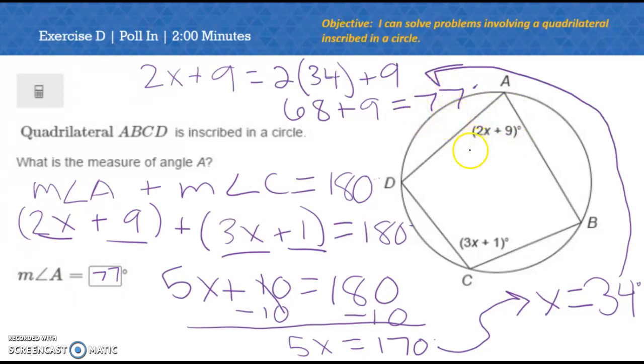And if you wanted to check your answer, you could always plug x in to the other angle as well. So 3 times 34 plus 1, and that would give you 103. And remember, these angles should add up to be supplementary. They should add up to be 180 degrees. So notice that 77 plus 103 does give you 180. So that verifies that our x value was correct. And our measure of angle A has to be correct as well.